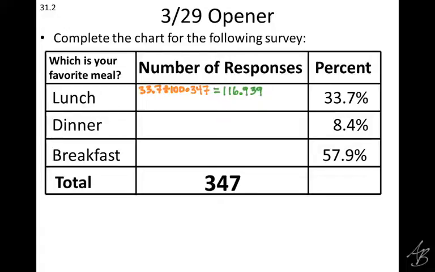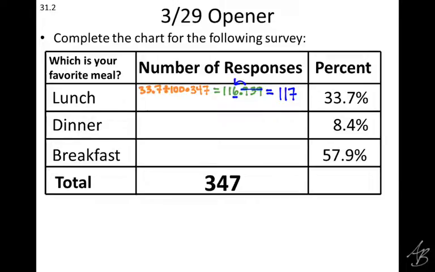This number represents the number of people that said they like lunch the best. So if we're talking about the number of people that like lunch the best, why does this number right here not make sense? Yeah, you can't have a decimal part of a person, right? You can't have 0.939 people. So we're going to have to round this to the nearest whole person, which is going to be what? 117. So by rounding to the whole person, we're rounding that ones place, which means we get rid of all the decimals, and that 9 tells us to raise the 6 up to a 7.